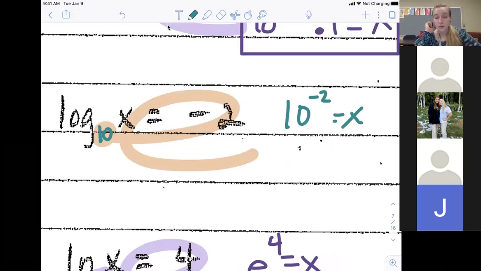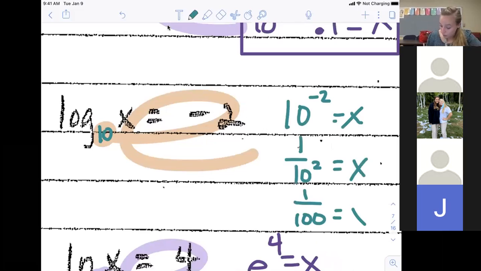I picked this one to do because it helps us remember some exponential rules. If you have a base raised to a negative exponent, that means that we flip our fraction, we do the reciprocal of that. So I do 1 over 10 squared equals x. And then we can finish that problem by doing what 10 squared is, and 10 squared is 100. So 1 over 100 equals x.